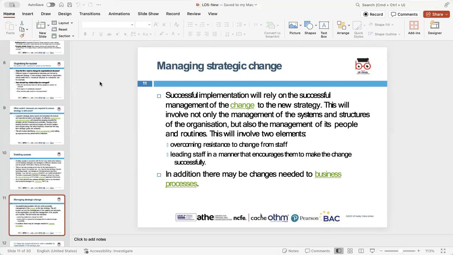So, changes to the organization's business processes may also be necessary to accommodate the new strategy. This could involve altering workflows and revising roles, and managing these transitions effectively is essential for the organization to move towards and successfully implement its strategy.